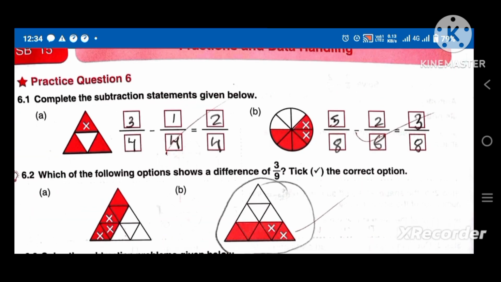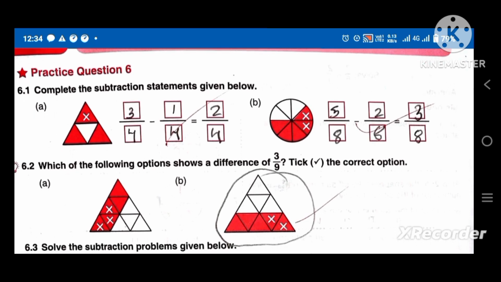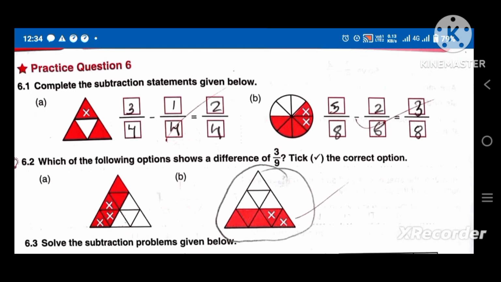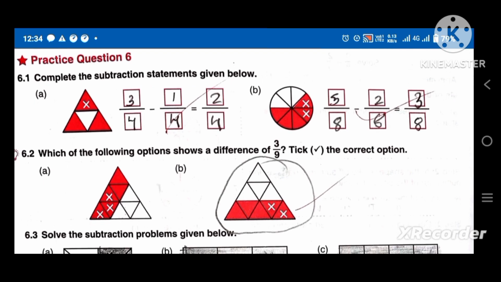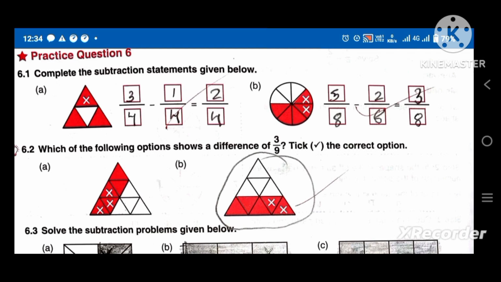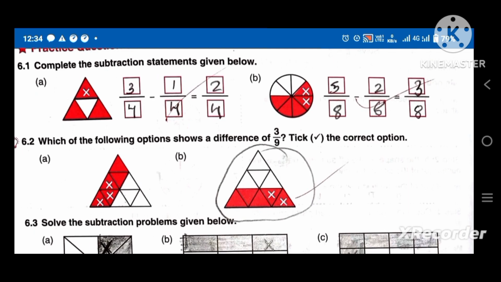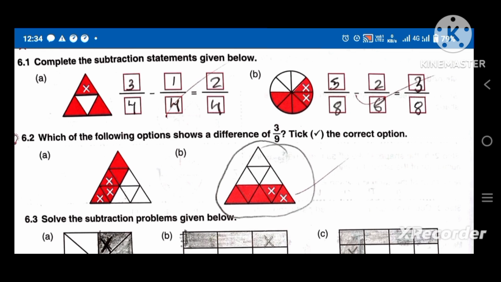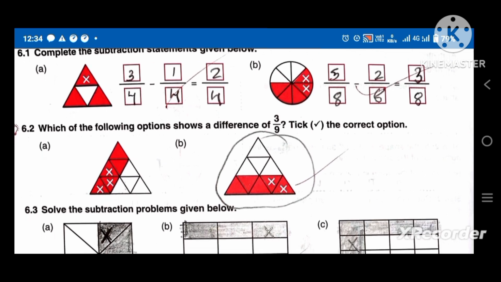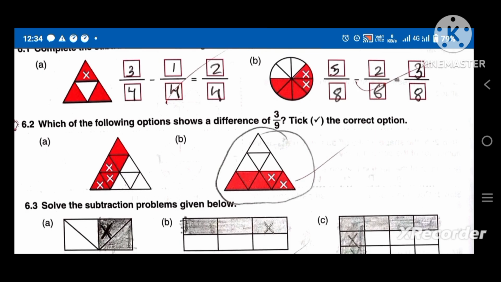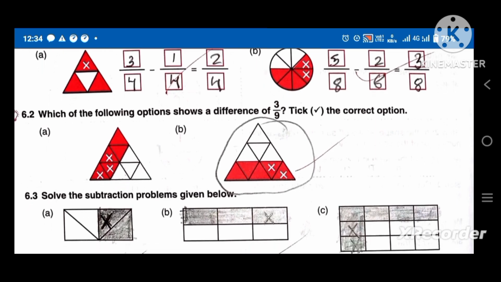Practice question number 6. 6.1. Complete the subtraction statements given below. A. 3 by 4 minus 1 by 4 is equal to 2 by 4. B. 5 by 8 minus 2 by 8 is equal to 3 by 8. 6.2. Which of the following options shows a difference of 3 by 9? Tick the correct option.